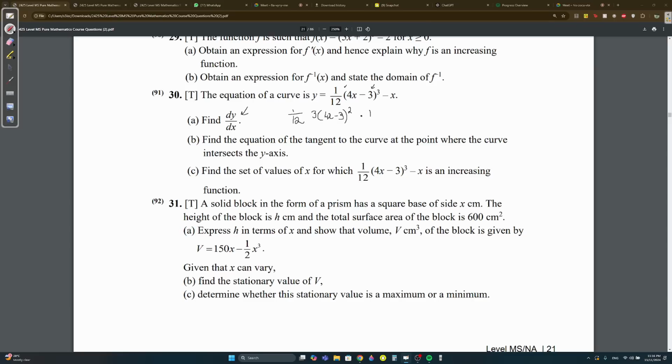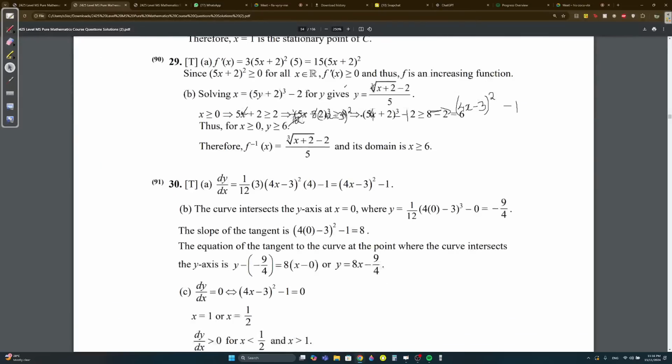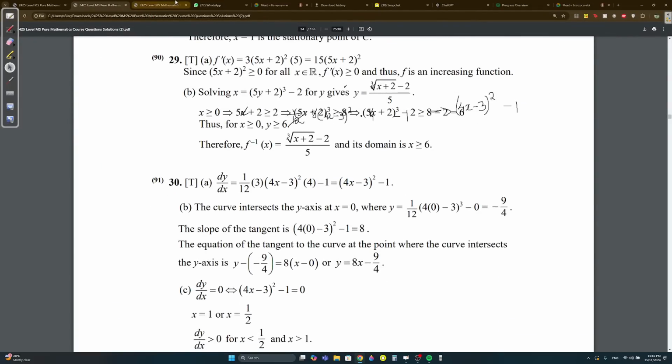What's the derivative of 4x − 3? 4. Derivative of the outside just means take your coefficient down and reduce the power by 1. Derivative of the inside is just deriving the one inside. Minus, now, what's the derivative of x? 1. So let's simplify this. 4 times 3 cancels with 12, so you're left with (4x − 3)² − 1. That is dy/dx.